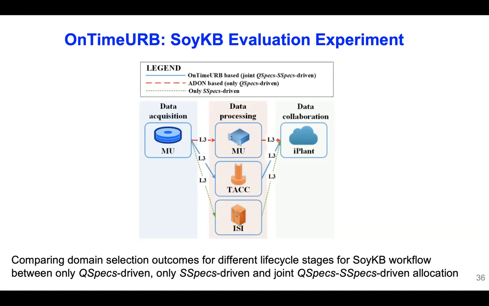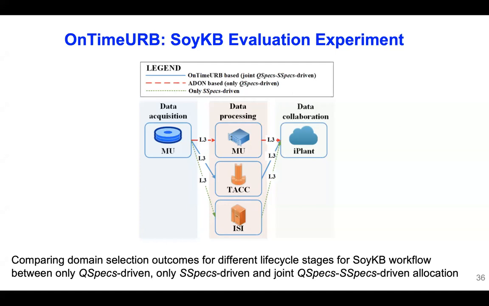So we were able to look at actual policies from providers, look at a given set of requirements that have a lot of data transfer and long execution processing. And we were able to say, well, if you really want to have a provisioning that's QSpecs driven, go to MU, SSpecs driven, go to TACC. But if you really wanted this joint QSpecs SSpecs allocation, you should be picking ISI to do your processing. So it's a very difficult way to do it manually.